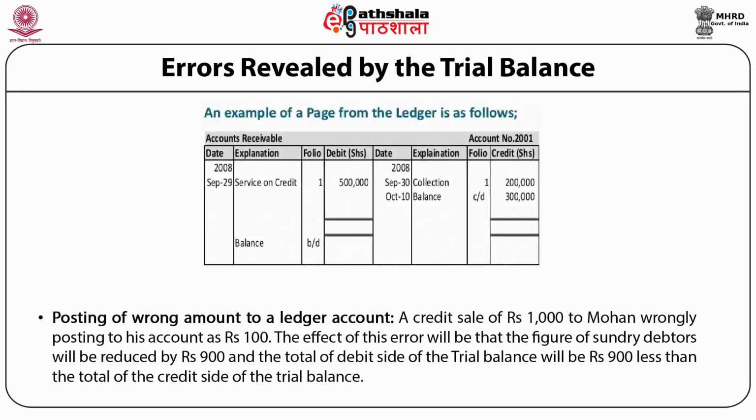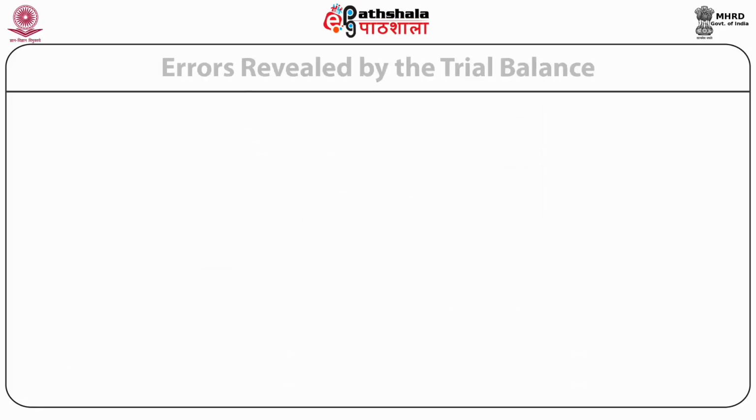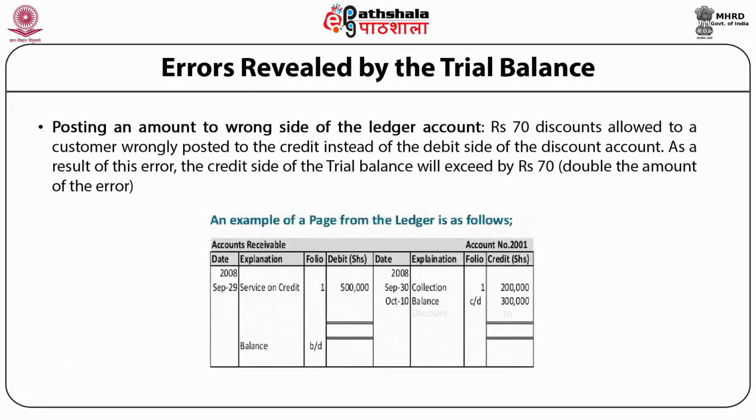Posting of wrong amount to a ledger account. A credit sale of rupees 1000 to Mohan wrongly posted to his account as rupees 100. The effect of this error will be that the figure of sundry debtor will be reduced by 900 and the total of debit side of trial balance will be rupees 900 less than total of the credit side of the trial balance.